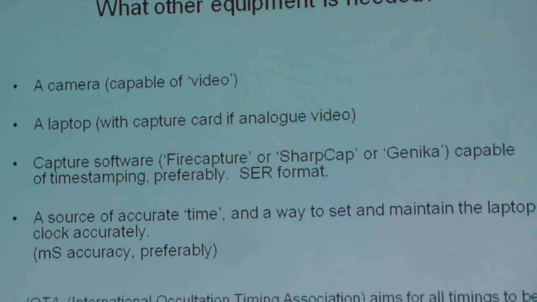More on that later. The general aim is for a tenth of a second or better, but it just depends on the brightness. If you've got a very, very faint star, you'll need quite a long exposure to just record it. So in that case, you may only get an accuracy of half a second or so. If it's a very bright star, you could easily beat a tenth of a second. So it just depends.